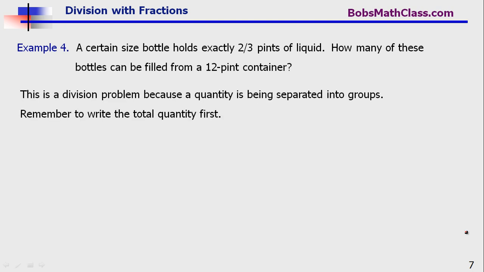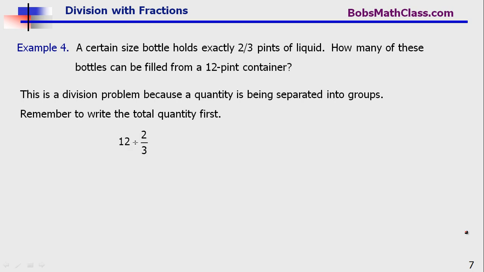Now, what kind of problem is this? It's a division problem because the quantity is being separated into groups. We have a quantity of 12 pints, and we're breaking up that 12 pints into 2/3 of a pint. So we're seeing how many bottles we could fill from that 12 pints. That's a division problem. Also remember that we have to write the total quantity first. Which one of those numbers is the total quantity? The 12. 12 is the total quantity. So it's a division problem, and you have to put the 12 first.